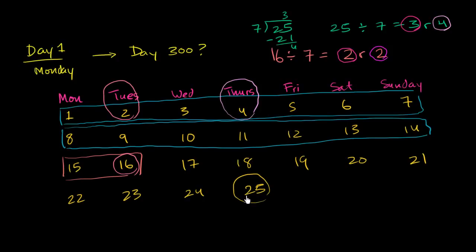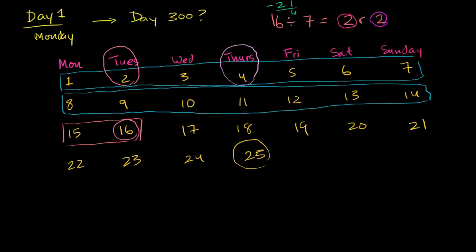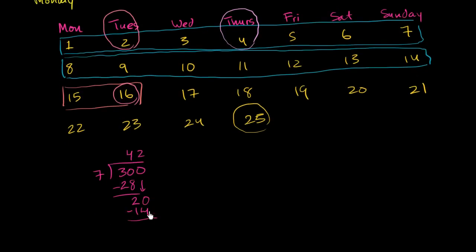So now we're ready to answer the question. What is day 300 going to be? So let's just divide 300 by 7 and see where we get. 7 goes into 30 4 times. 4 times 7 is 28. Subtract, you get 2. Bring down a 0. 7 goes into 20 2 times. 2 times 7 is 14. And then we get our remainder. And now we care much more about the remainder. 20 minus 14 is 6. So our remainder is 6.